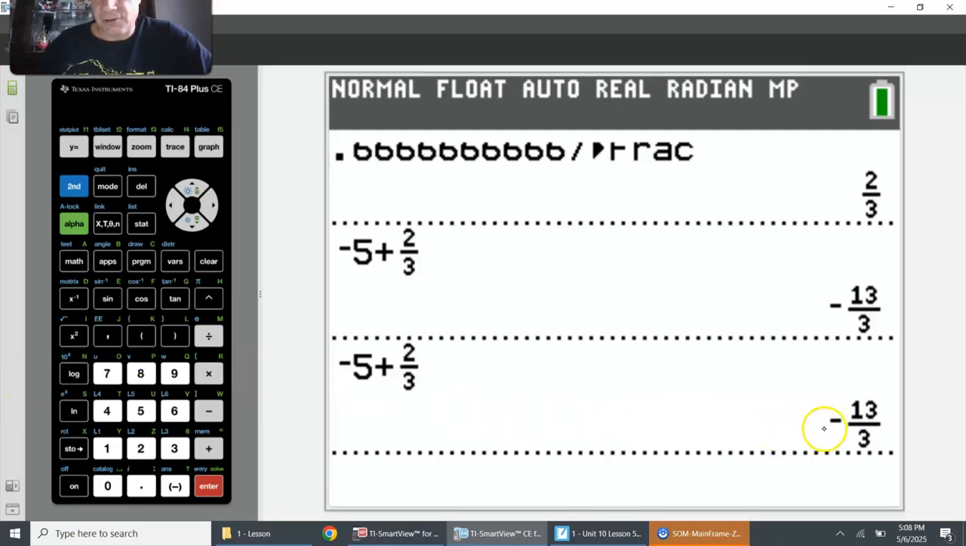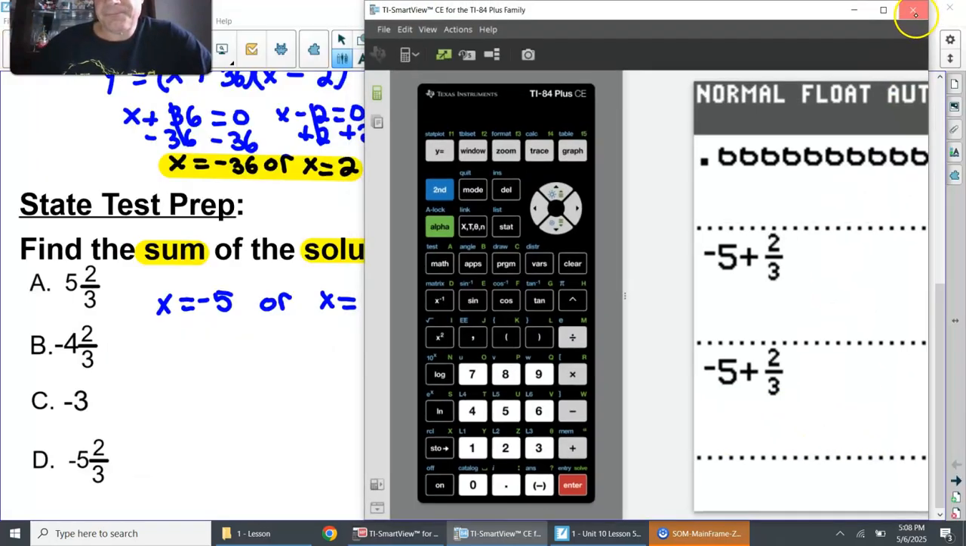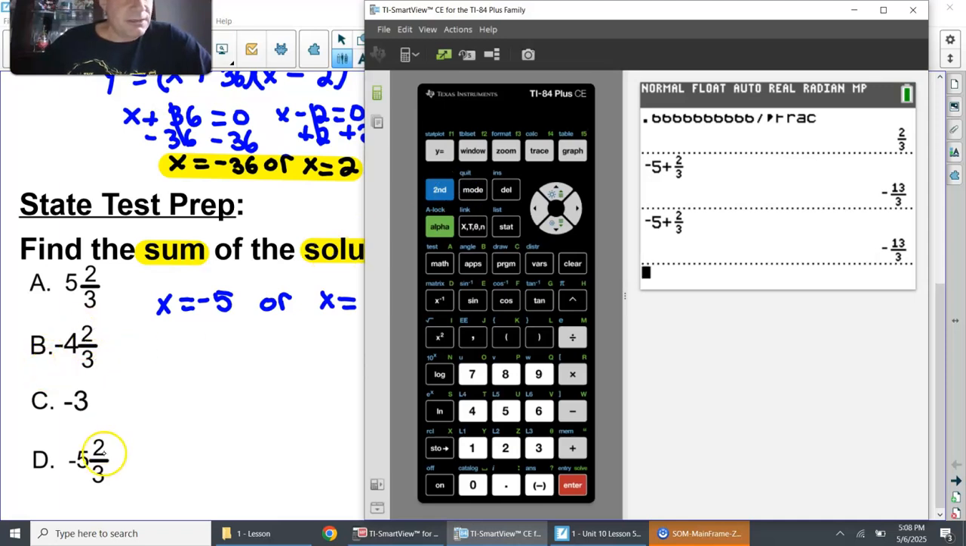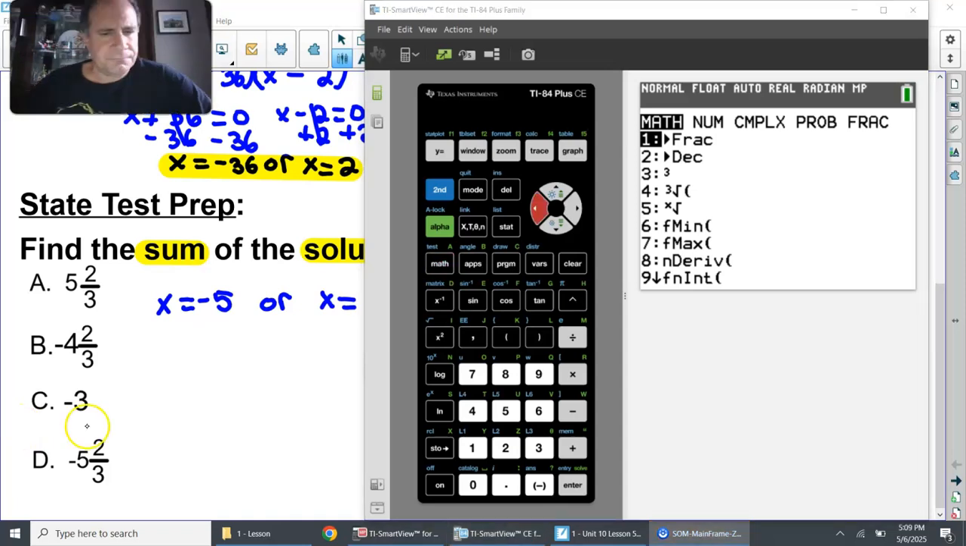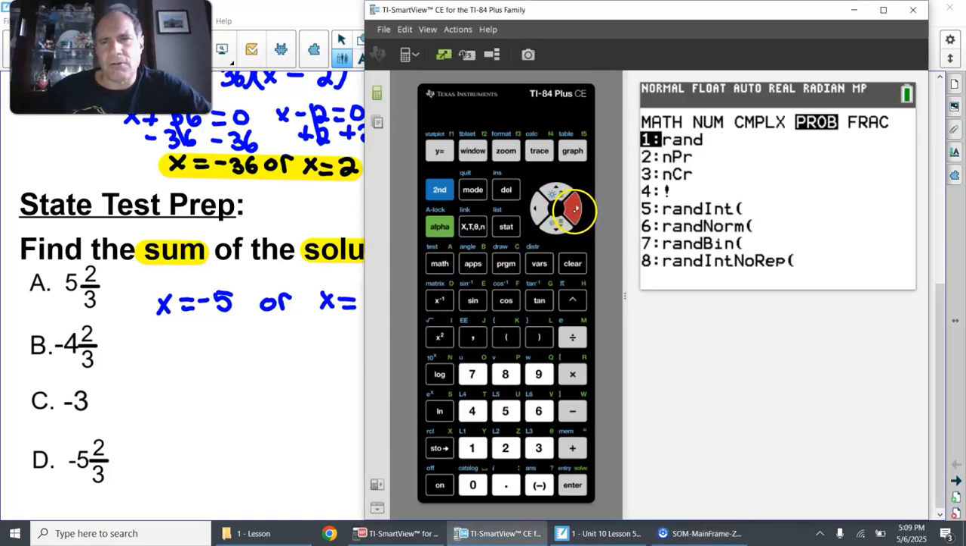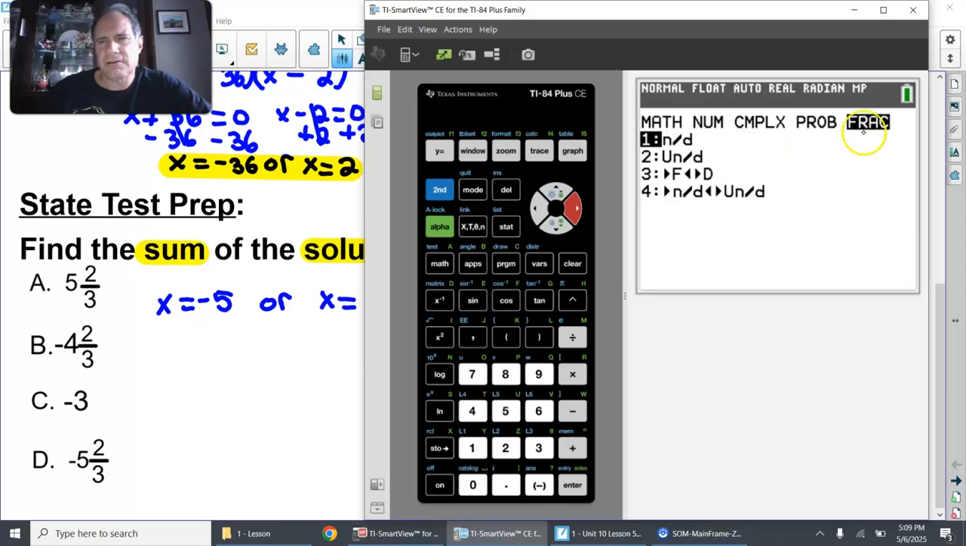It is -13/3. So -13/3, again, is not anything that I have here. So I'm going to press math again, and there's a couple of things that I want to show you. If I press math again, I would have to go all the way over to the right to press fraction, to see this fraction right there. And if I highlight fraction, I can see number 2. It's going to change it into a mixed number. And that's what I have as my answers.